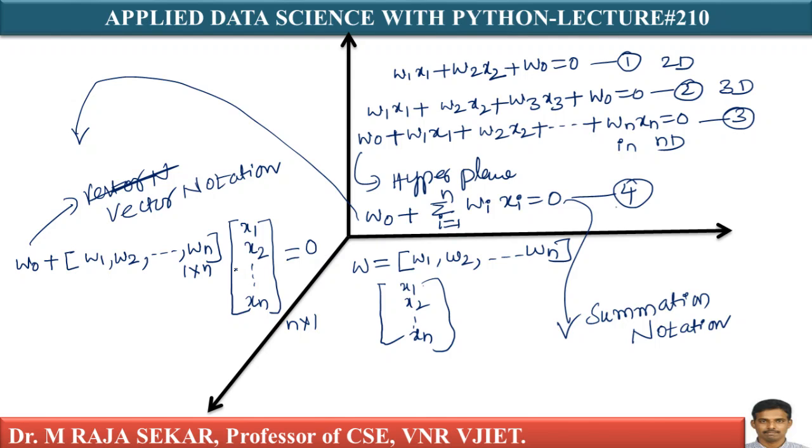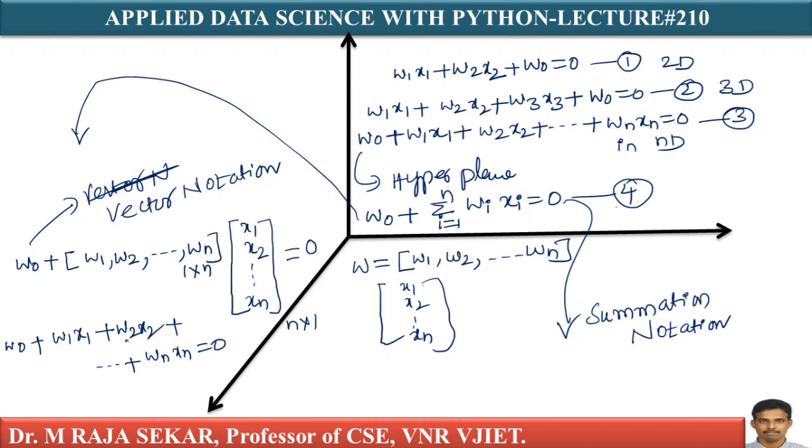Immediately after this, if you multiply, what will you get? Just see, the same equation you will get: W0 plus W1 into X1. This is vector product, or you can say matrix multiplication, plus W2 X2 plus so on Wn Xn equal to 0. This is just like a dot product. We will write this in a much more concise form using vector notation.